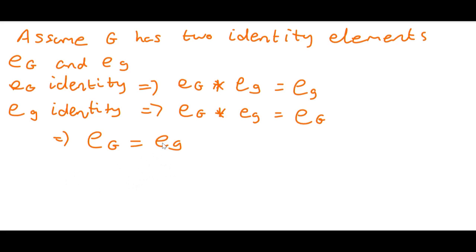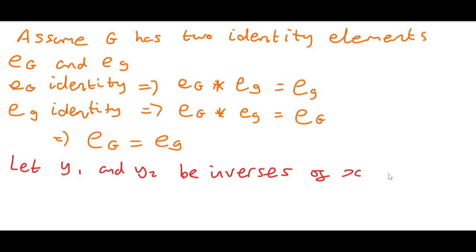Hopefully this makes sense, and then we'll change colour for our next proof. Now we've got a similar idea. We're going to assume y1, y2 are inverses of x in G. Okay. Then we're going to use our laws of groups to rearrange this again to show that y1 must be equal to y2, and therefore we can only have one inverse of an element x in G.